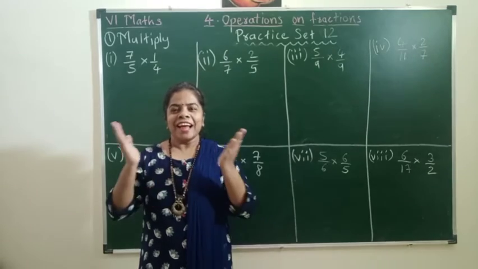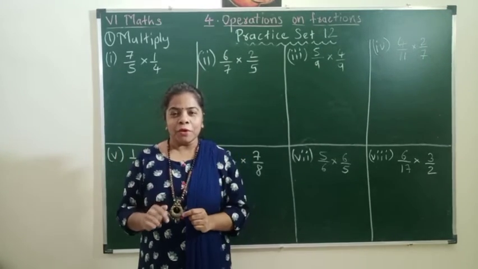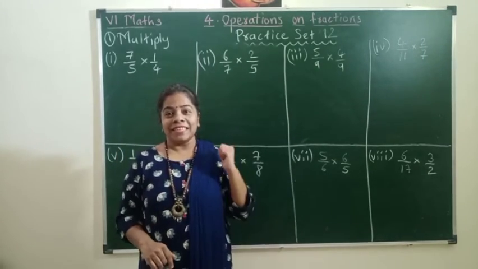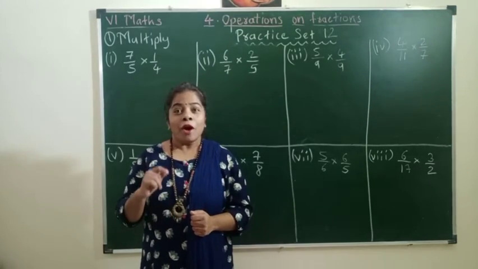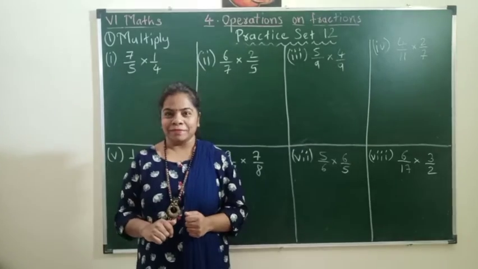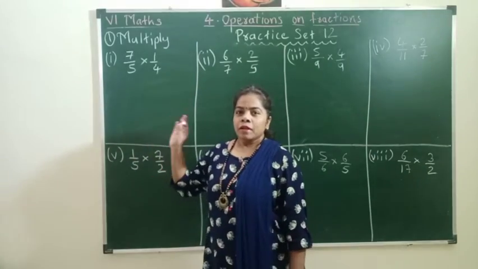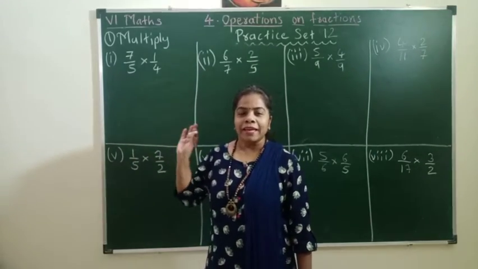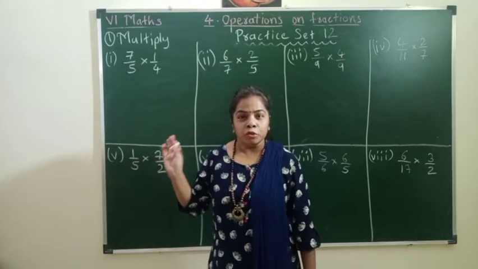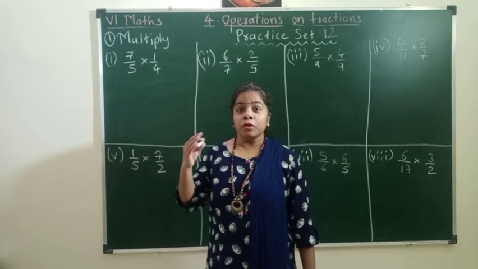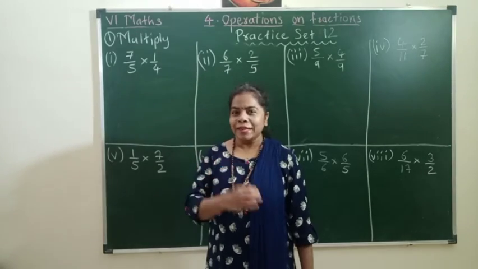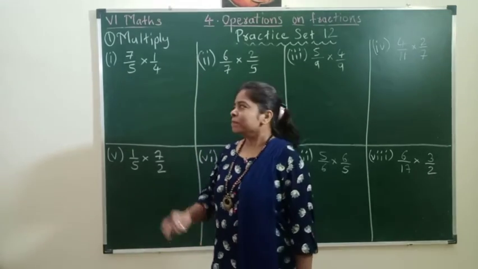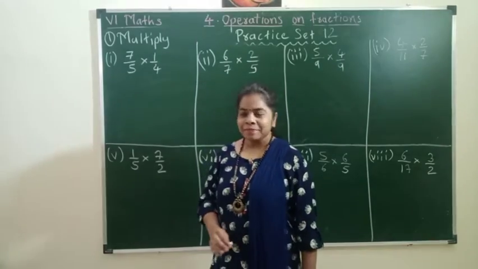Namaskar students and welcome. In this video, we are going to see practice set 12 of 6 Maths lesson number 4, operations on fractions. Now, when you have a multiplication sign between two fractions, then you can cancel the numbers if they are coming in any common table. So, let's see the first sum.